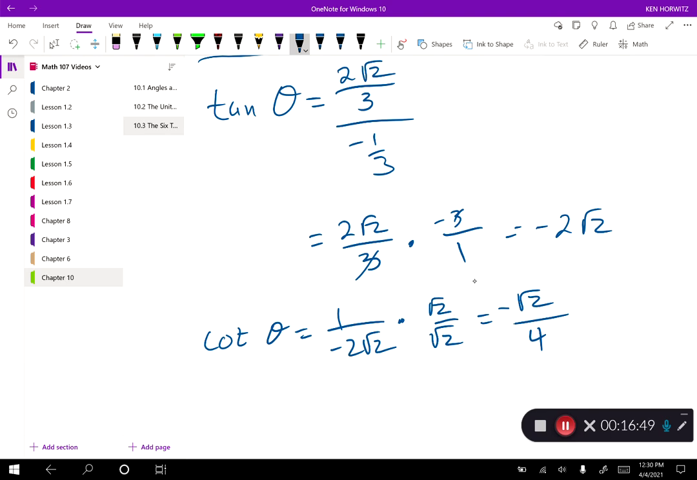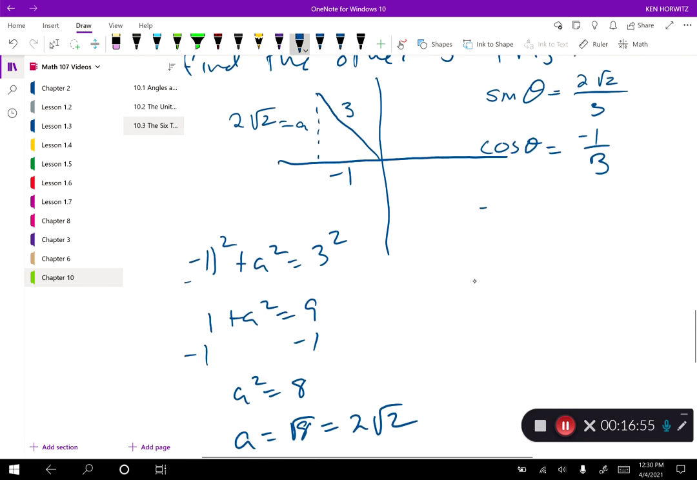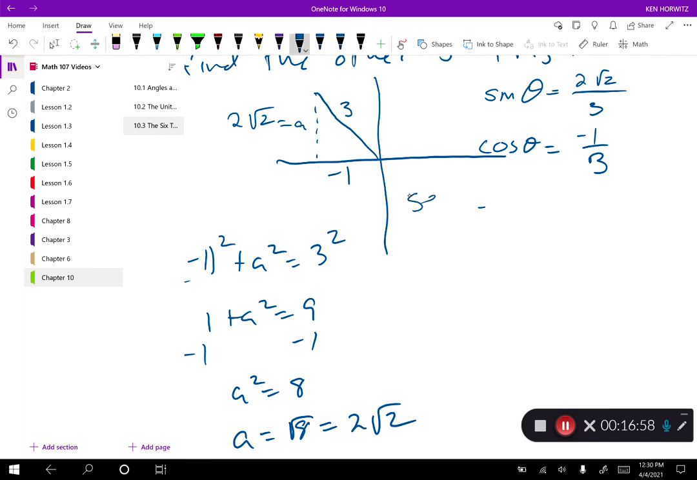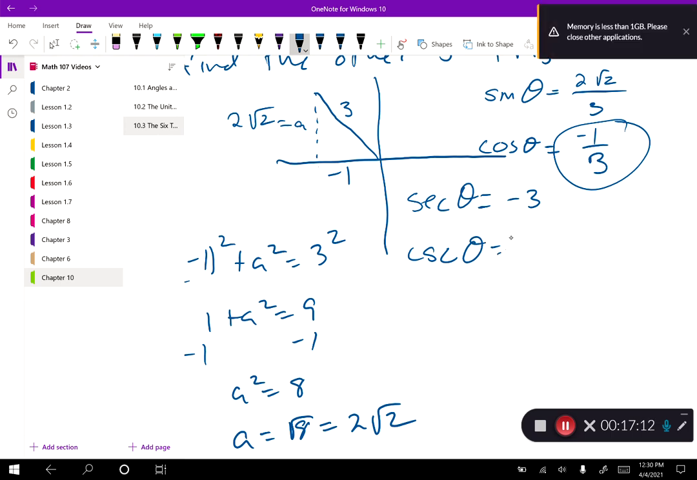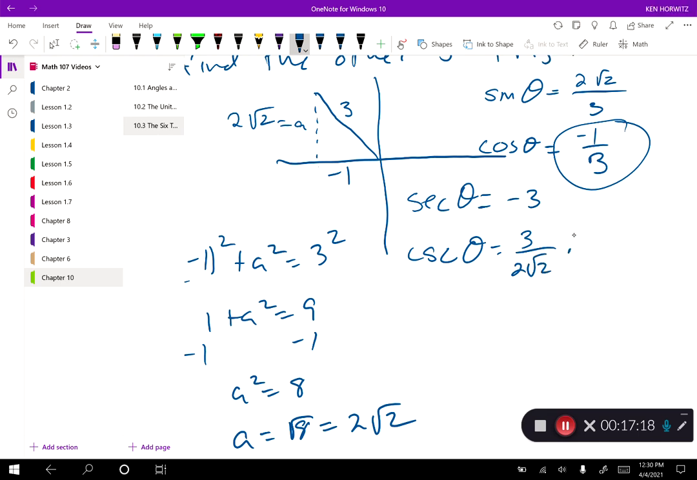There we go. And now the other two things I need, and I'm going to just scroll back up so we can see the relationship. My secant of theta equals negative 3, because that's the reciprocal of my cosine. And the cosecant of theta is the reciprocal of my sine, which is 3 over 2 radical 2. And I'm going to rationalize again. I get 3 radical 2 over 4. All right.